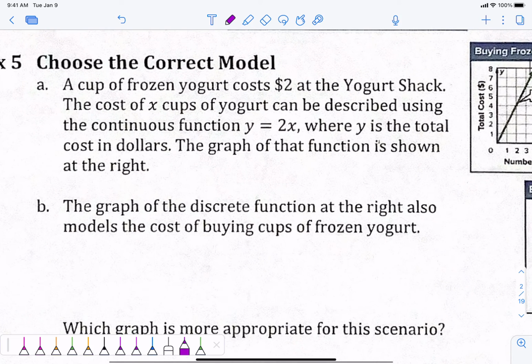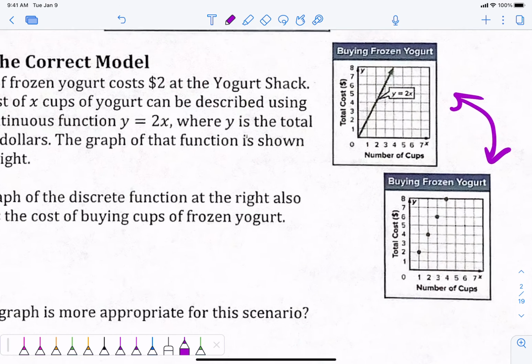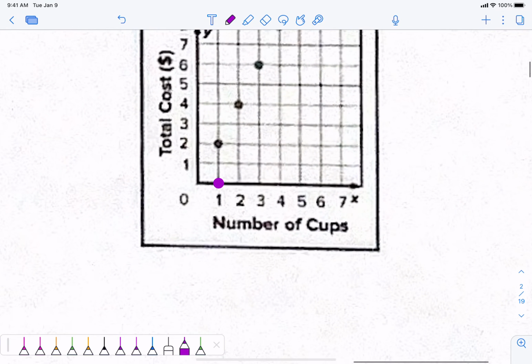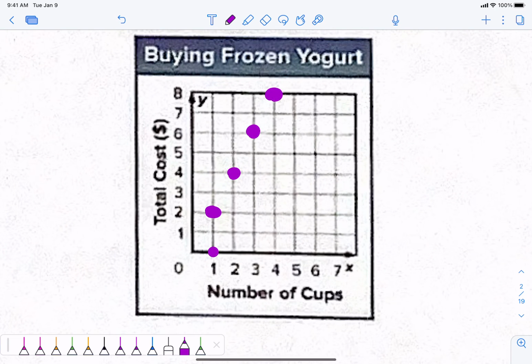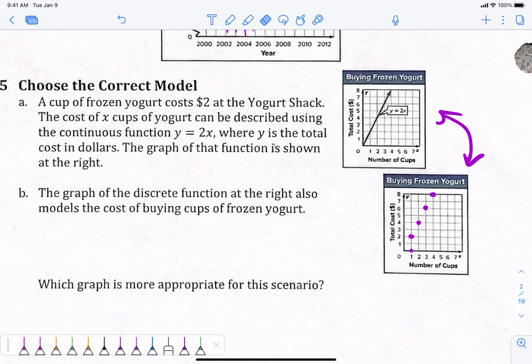Okay, a cup of frozen yogurt costs $2 at a yogurt shack. Okay, so we can see from the dots, we have 1 cup of yogurt costs $2, 2 cups cost $4, 3 cups cost $6, etc., right? That really has a slope of 2, so up here they've connected the dots and they said y equals 2x, right? If you buy 0 yogurt, you're charged 0 money, right? If you buy 1 yogurt, you're charged 2 monies, right? Okay, etc., okay? All right.